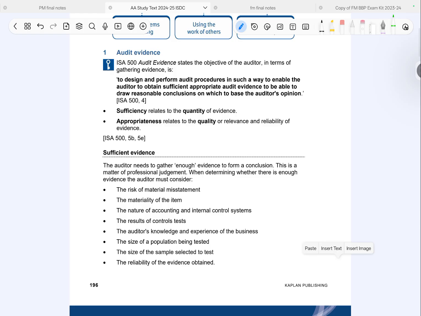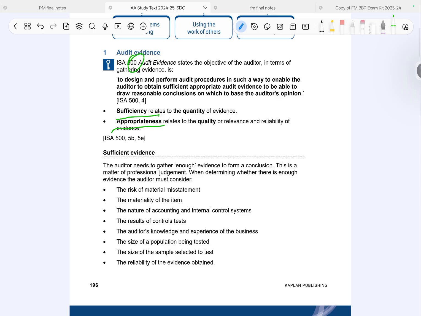Now, according to ISA 500, the auditor's objective is to design and perform audit procedures in such a way that they collect sufficient appropriate audit evidence to draw reasonable conclusions. Sounds fancy, but it's actually simple. The auditor just needs enough quality evidence to be confident about their opinion. Not 100% certainty, just reasonable assurance. Because auditing isn't magic. Now, two key words you absolutely need to remember are sufficiency and appropriateness.